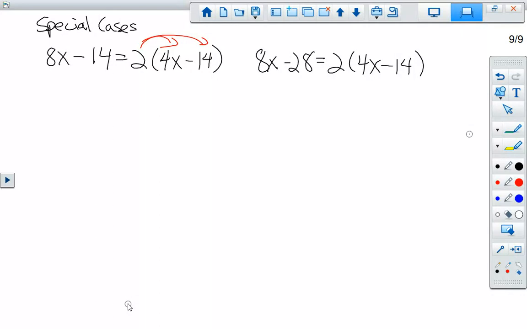Because you have the two terms, you're going to distribute the 2 to the 4x and the 14. So positive 2 times positive 4x is 8x. 2 times 14 is 28. And is it positive or negative? Negative, because this is positive and this is negative, so it turns out negative. Right? And then just bring down the rest of the problem.